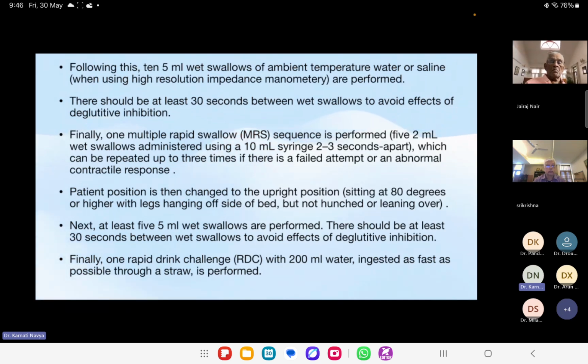Then the patient position is changed to upright position, usually sitting at 80 degrees or higher with legs hanging off the side of the bed, but not hunched or leaning over. In this, at least 5 times 5 ml wet swallows are performed, and similarly a 30 seconds gap should be present between each swallow. Finally, one rapid drink challenge with 200 ml is ingested as fast as possible through a straw.